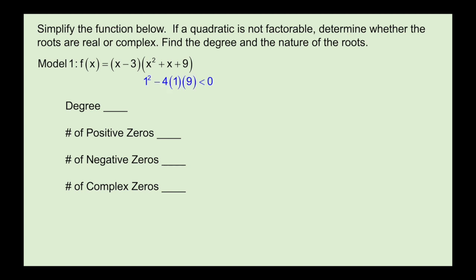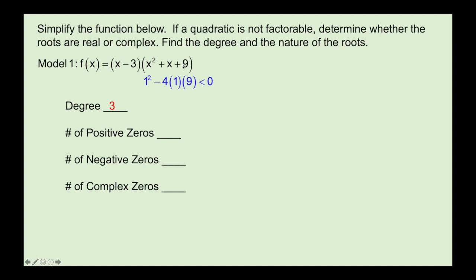So when I do that, 1 squared minus 4 times 1 times 9, I see that this is going to stay a 1, and then this is going to be minus 36. And 1 minus 36, that's definitely going to be negative. So since this is less than 0, that means that we are going to get a negative number there. Therefore, those are going to represent 2 complex zeros here.